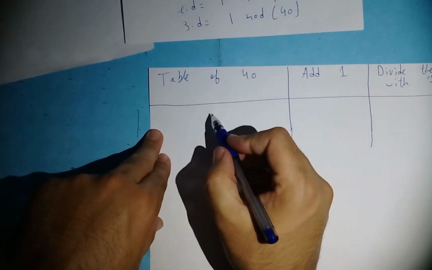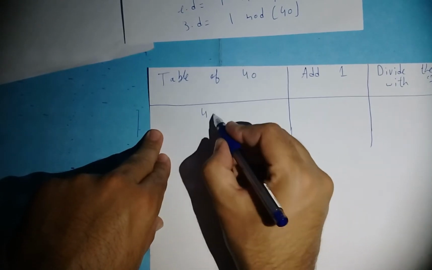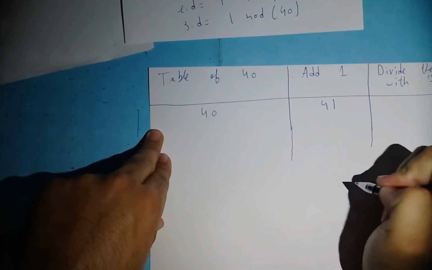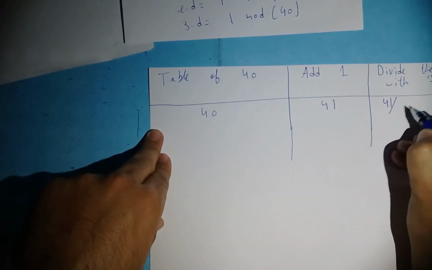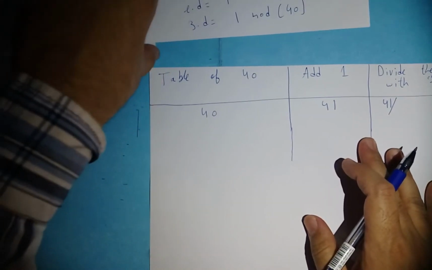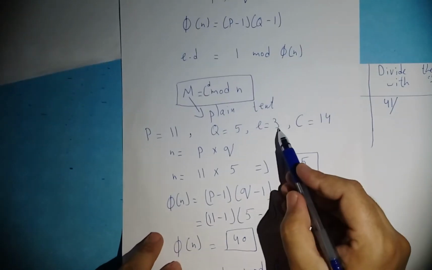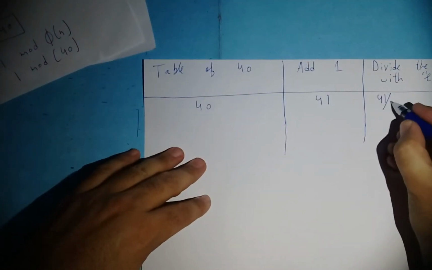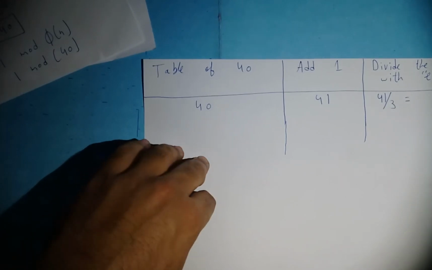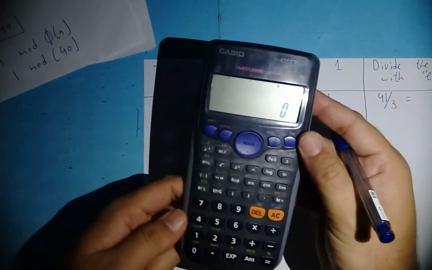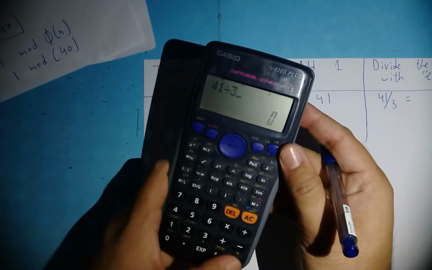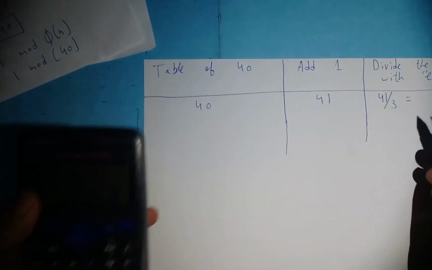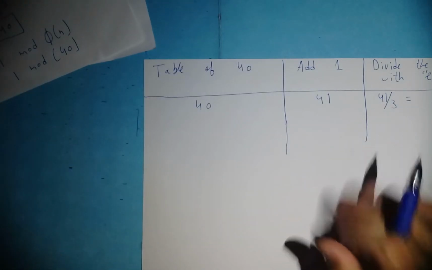So first of all, 40 ones are 40. Now I have to add 1 to 40, so I get the answer 41. Now I have to divide 41 with, if you see in the question, I've got the value of e, which is 3, so I divide 41 with 3. When I divide 41 with 3, I get the answer in points. So it means this is not the correct answer of D.